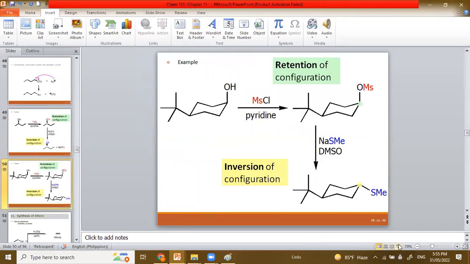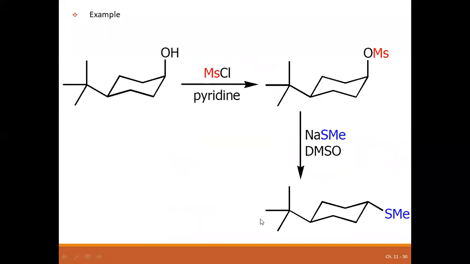Let's have another example. Mesylate chloride. Here you have a primary or a secondary alcohol. Ronel, is this alcohol a primary or a secondary alcohol? Secondary alcohol, ma'am. Okay, it's a secondary alcohol.